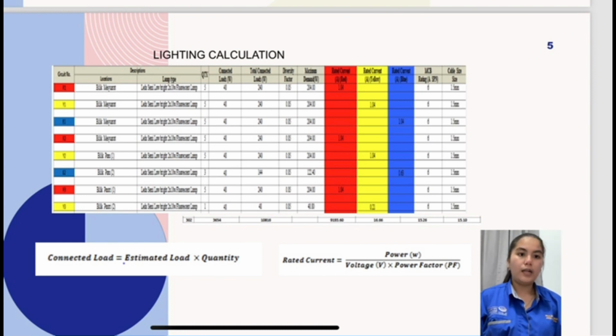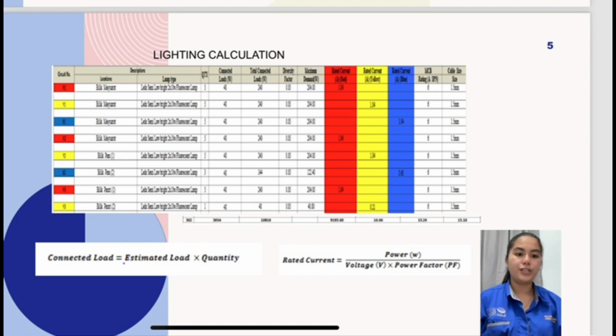Total connected load uses the formula: connected load multiplied by quantity of lamps. So the diversity factor is 0.85. Maximum demand is diversity multiplied by total connected load, and it is used to get the rated current for red, yellow and blue.